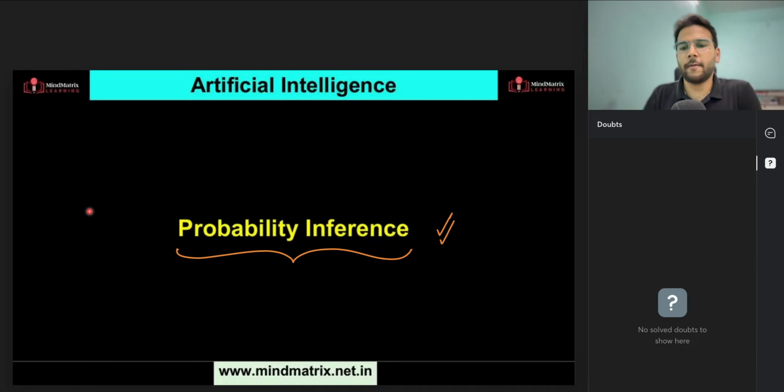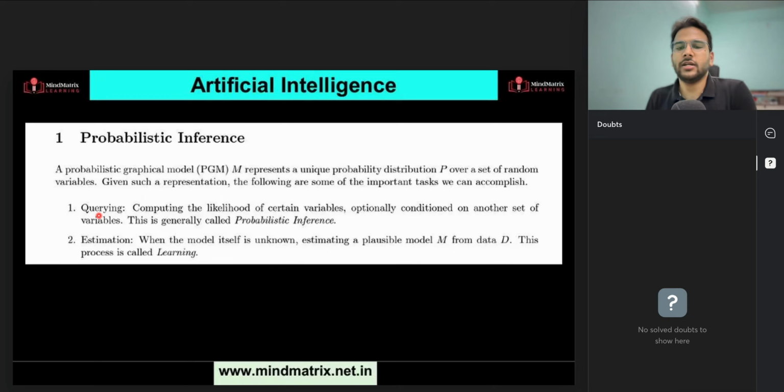So far what we have seen, the Bayesian network, we have seen the Markov chain, we have seen the hidden Markov model. So let's understand what this probability inference is. A probabilistic graphical model M represents a unique probability distribution P over a set of random variables. Whatever graphical models, like HMM and Bayesian network, all these are probabilistic graphical models that we have seen so far. Given such a representation, the following are some of the important tasks that we can accomplish.